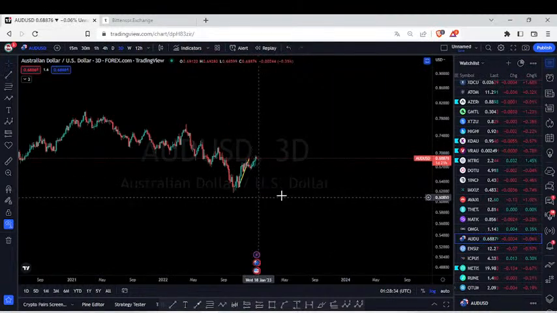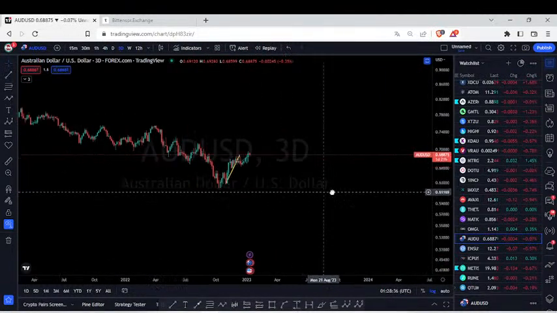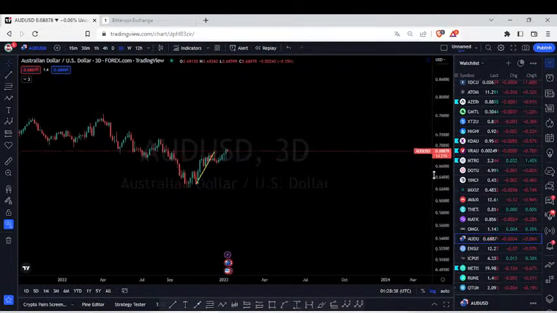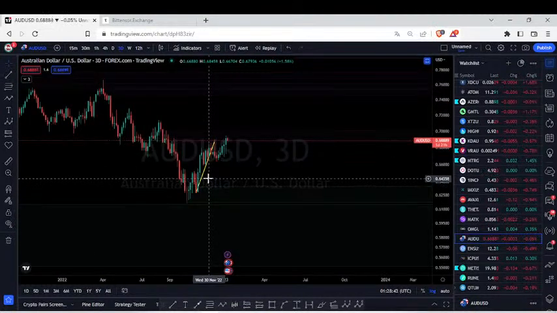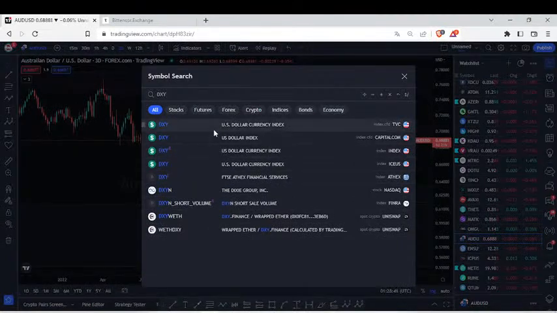Now I'm going to talk a bit about forex trades. But for that, we need to take a look at the dollar index.